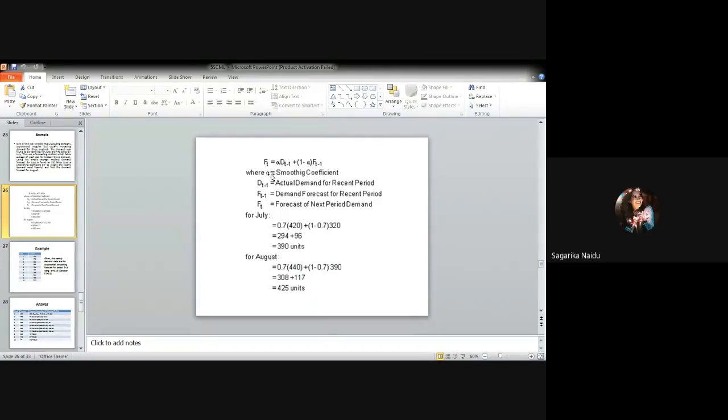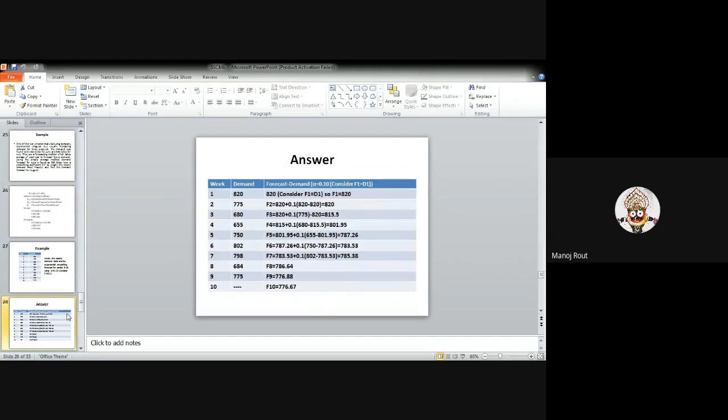Alpha is given as 0.10. If you go to the first case, it is already written: F1 is equal to D1, and F1 is equal to one. First case, okay, sir. Yes, look at the second case. First case, okay, then after that.